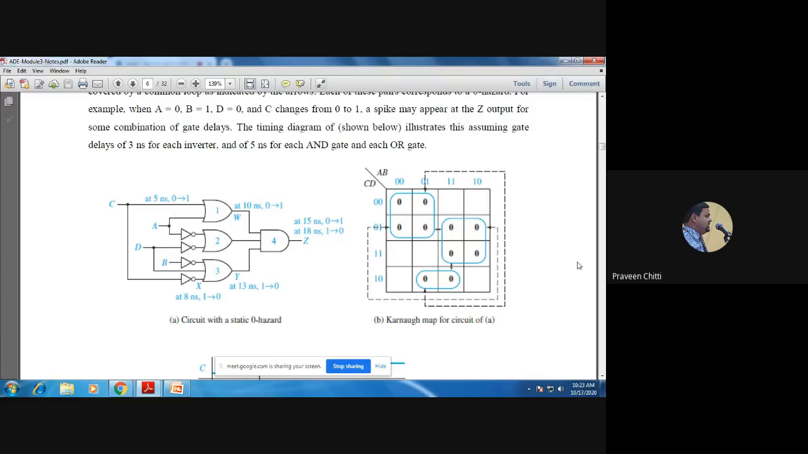How do you say that there is a static zero hazard? When there are two adjacent zeros, but they are not covered. So how many adjacent zeros are here in this K map which are not covered? Not necessarily always two zeros. If there are any adjacent zeros, and if they are not covered in any of the groups, then you get a static zero hazard.